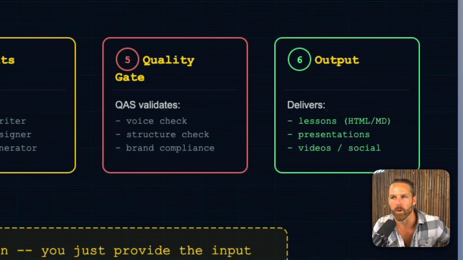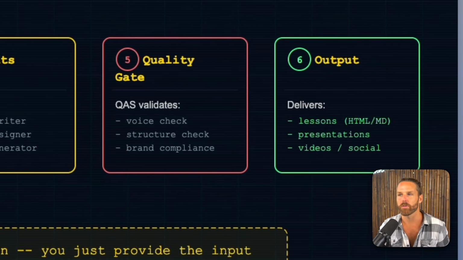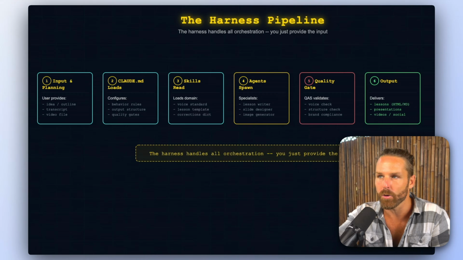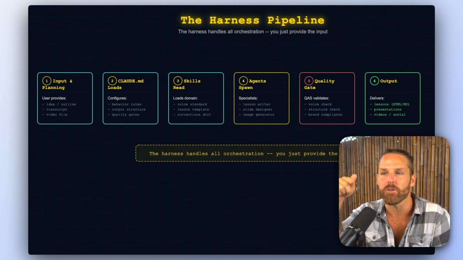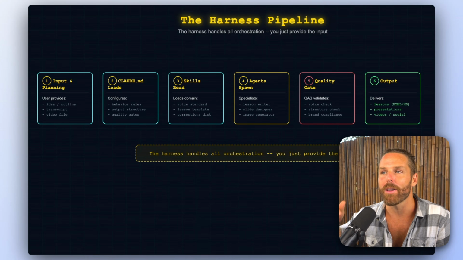And then finally, it's going to create the output exactly as you specify it. The harness handles all orchestration by itself. You give it the permission so it doesn't need to ask you. And this whole thing might take hours. It might take a day. But the idea is it'll just keep going on its own without having to bother you.